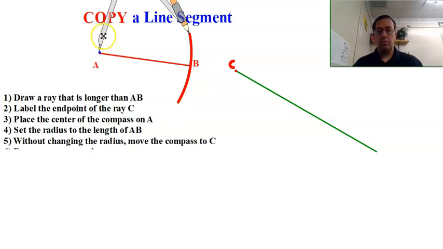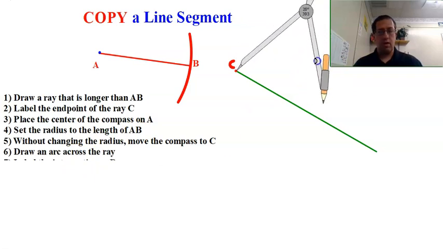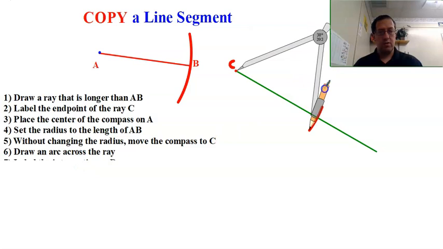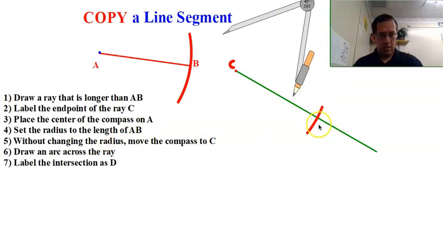Without changing the radius, move the compass to C. So I'm going to take the center of my compass, that stabby end, and put it on point C. I did not change the radius, so it's still the same width it was a minute ago. Draw a line across the ray. Not a line, an arc. An arc is a piece of a circle. So draw an arc across the ray like that. Label the intersection as D. Let me move that out of the way. This intersection right here, I will label as D.